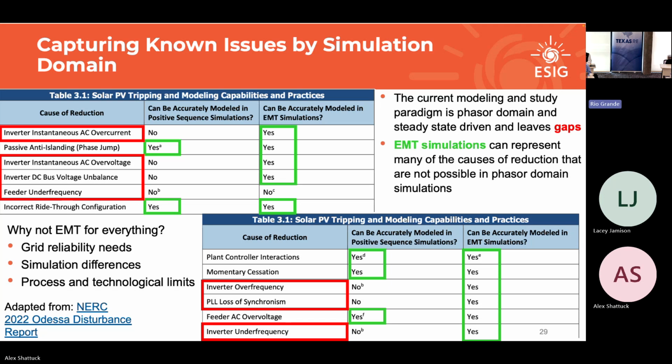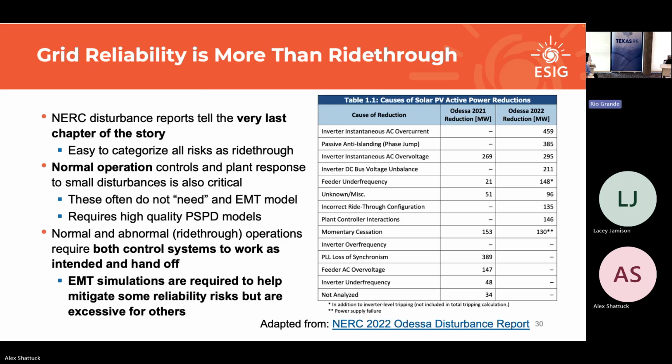Well, it's important to keep in mind that when we talk about grid reliability, we're talking about more than just ride-through events. It's easy to fall into the mindset of just categorizing all big events as a failure to ride through an event, to come offline, to cause cascading failure. That's the end of it. That's the bad ending of a reliability story. But it's not the only thing. Disturbance reports only tell the last chapter of this story.